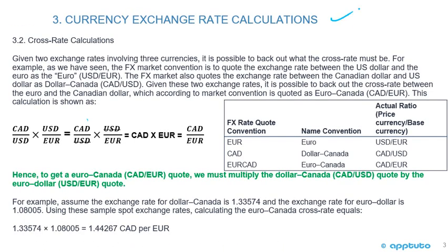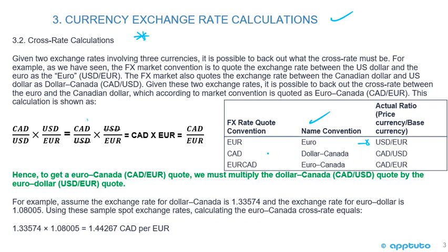Currency exchange rate calculations. So we're going to carry on with an example on the cross rate calculations. Given two exchange rates involving three currencies, it is possible to back out what the cross rates must be. For example, as we have seen, the FX market convention is to quote the exchange rate between the US dollar and the euro. The naming convention is the euro dollar. So we have here the price currency is the US dollar and the base currency is the euro.